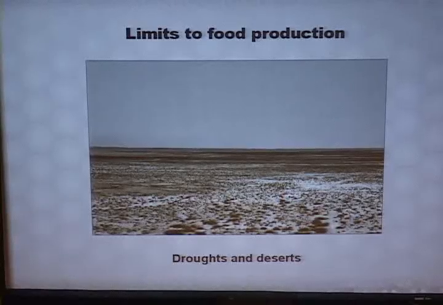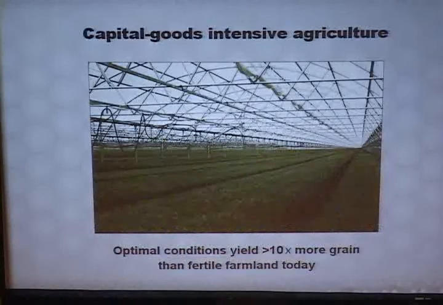Some are dry deserts. Others have other problems from the point of view of agricultural productivity. On the next slide, we see an example from the modern day of a capital-intensive agricultural system, one in which the production of crops is increased by, experiments show, a factor of 10 greater than the most fertile land on Earth today.